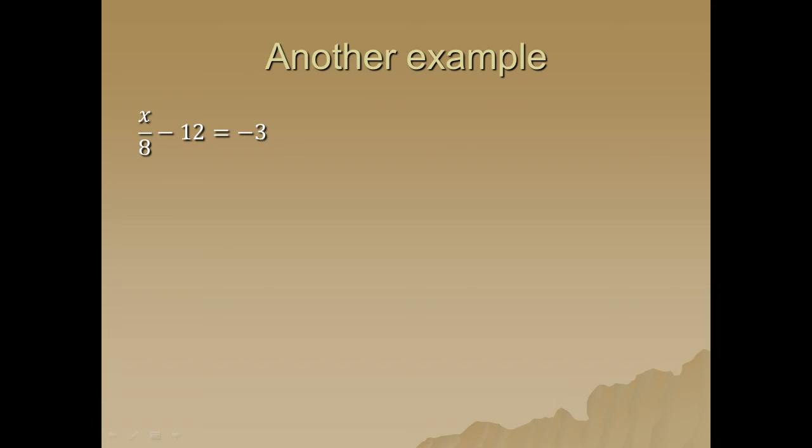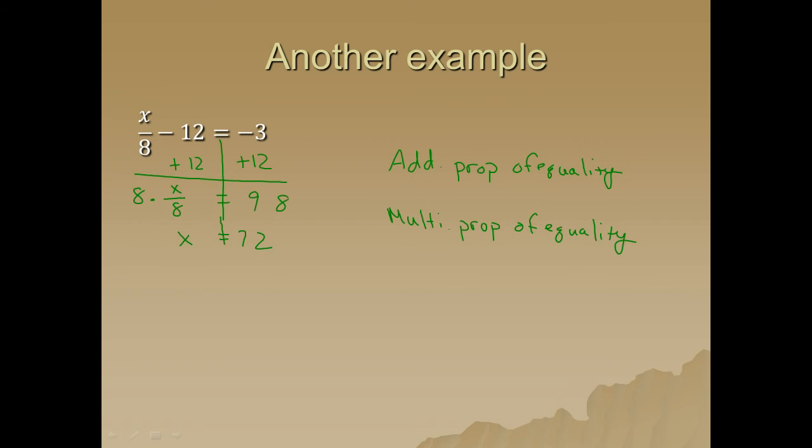So the first thing I want to do here is I want to add 12 to both sides. That's the addition property of equality. When I add 12 to both sides, I get x over 8 equals 9. I then multiplied by 8 on both sides. That's the multiplication property of equality, to get x equal to 72. My check is below.